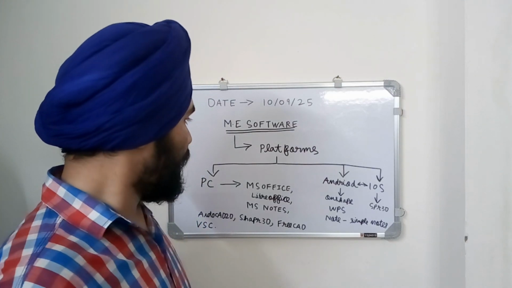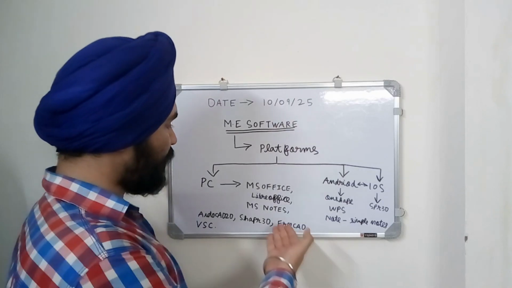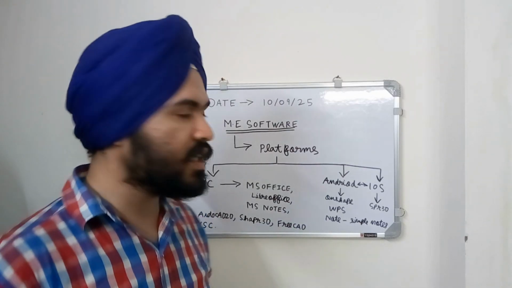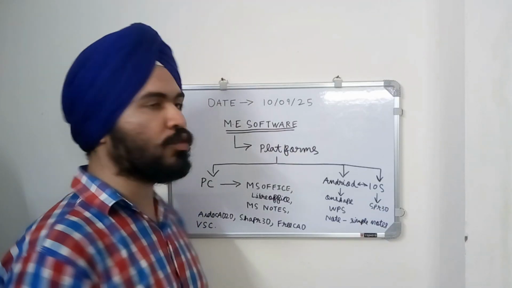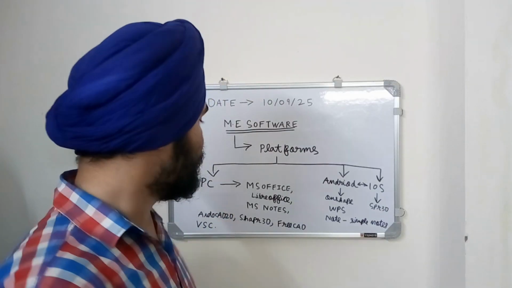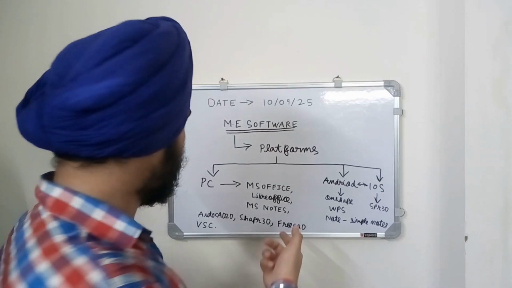But if you cannot, then you can use FreeCAD. FreeCAD is free for everyone. It is open source. It's parametric in nature, and the good thing is it's 3D, and you can also perform some simulations in this particular software.